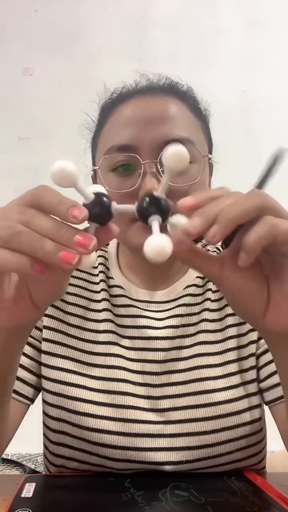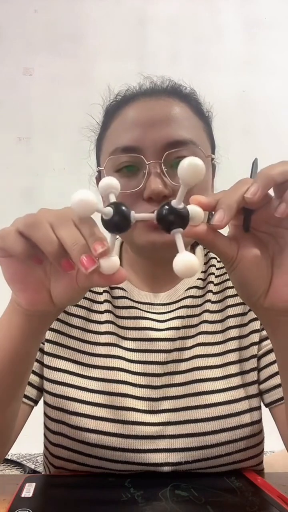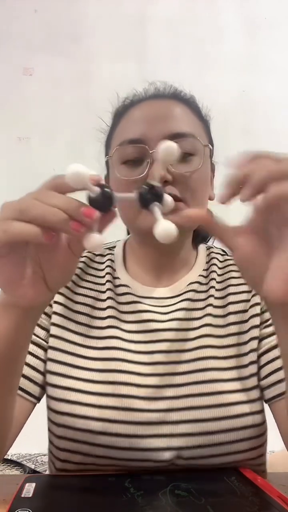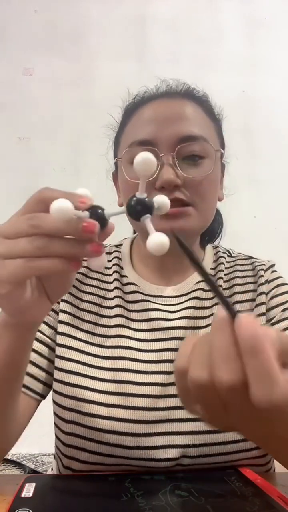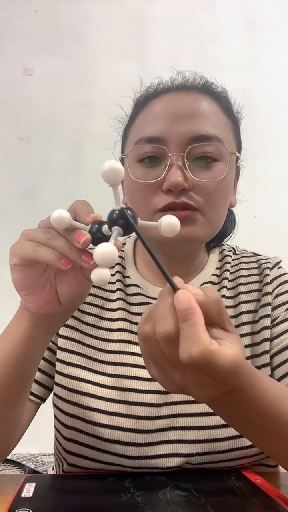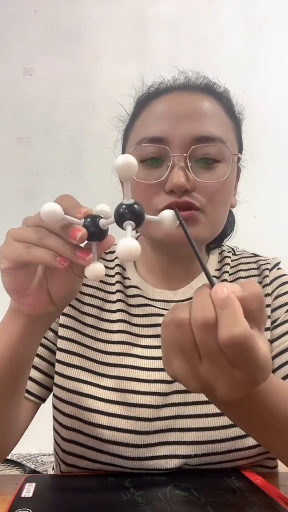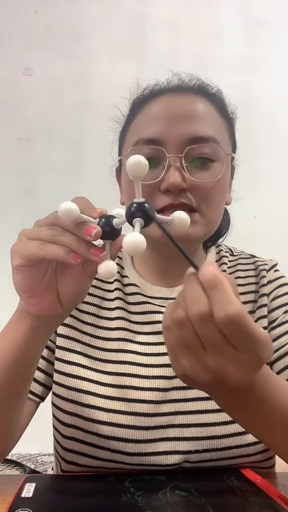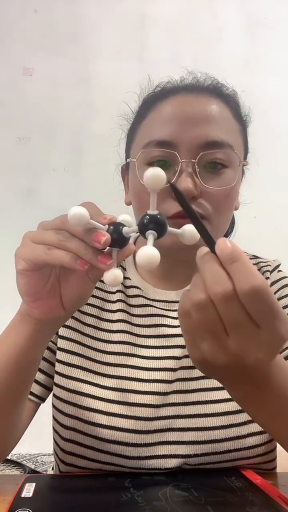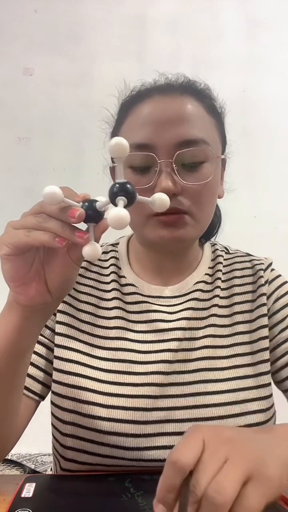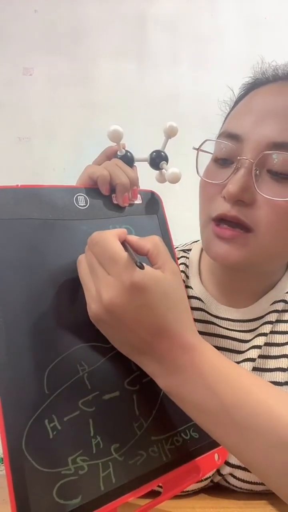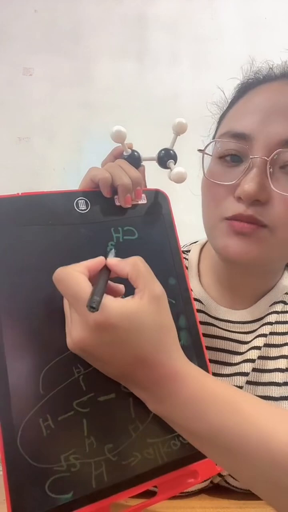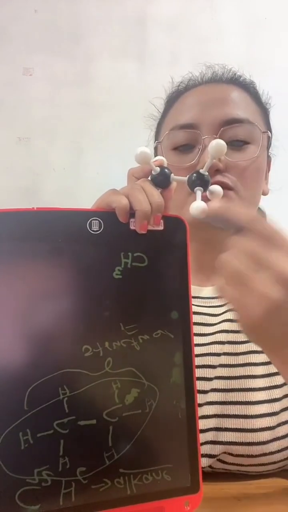Okay, so this is the C2H6. Let's see here, this is the structural formula. Now let's see the condensed formula. Any carbon has a total of 3 hydrogens, 1 2 3, exactly 3. Let's take this as the first carbon. So now we are going to write the first carbon, and then the hydrogens as a subscript. This first carbon has 3 hydrogens.